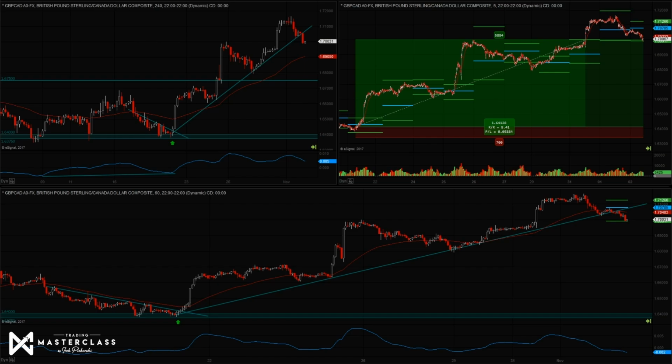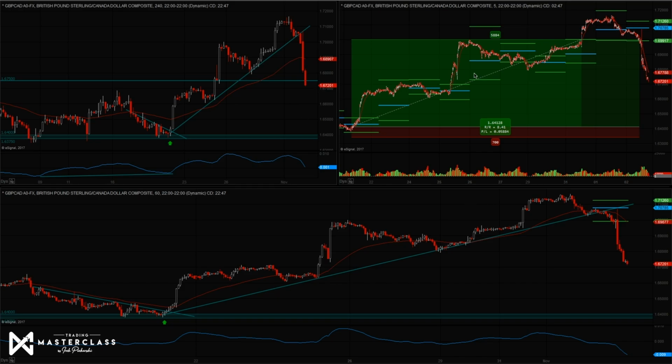Let's have a look at another one. And you can see, actually, I'll show you one more example here. And check this out. So this was that trade. If I didn't exit, look at that. It just fell massively to the downside.